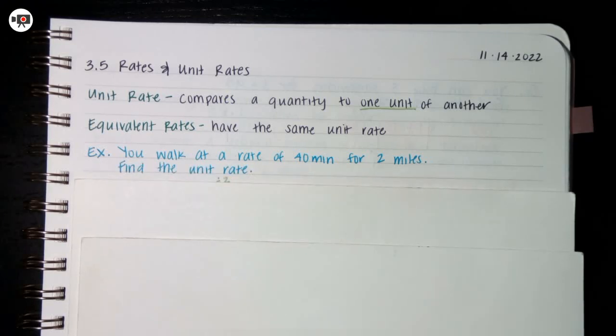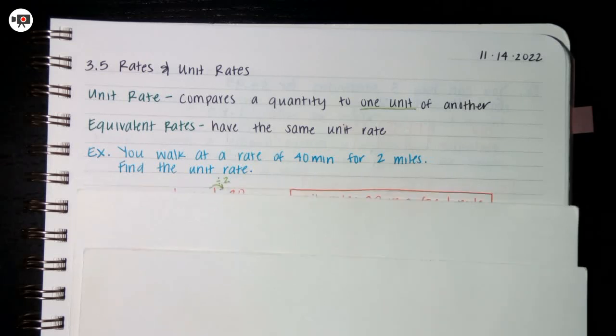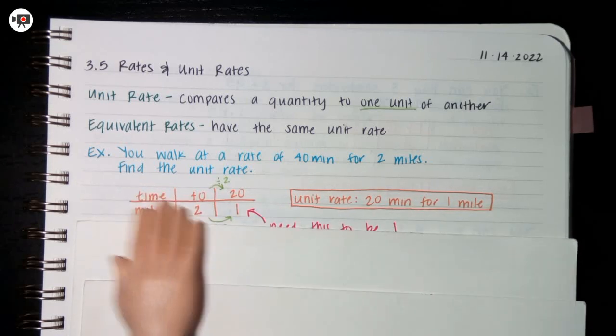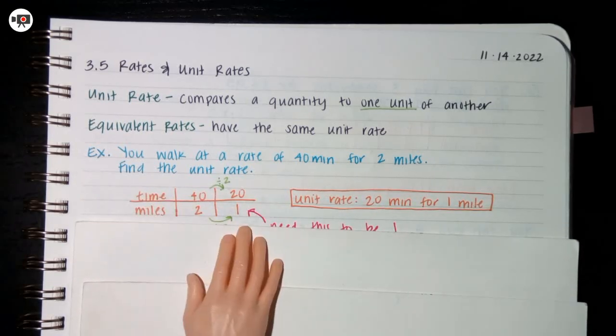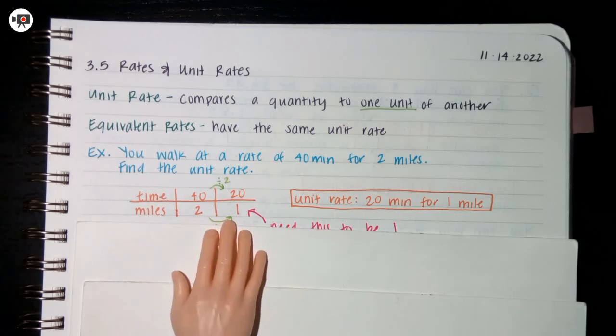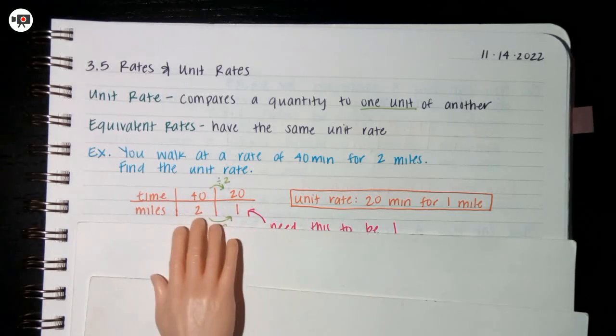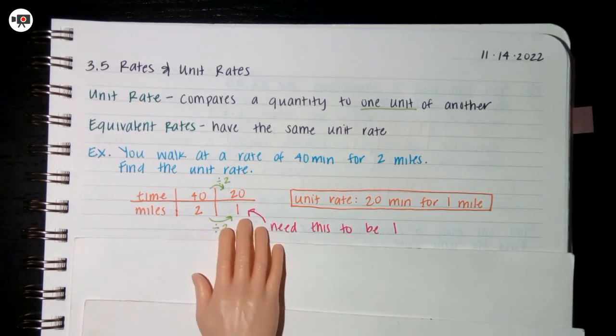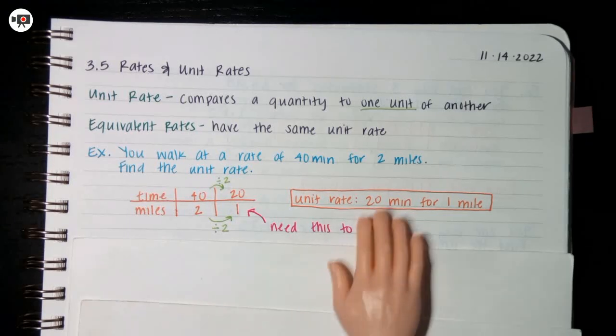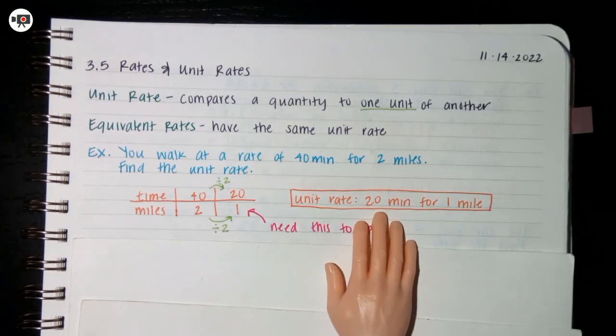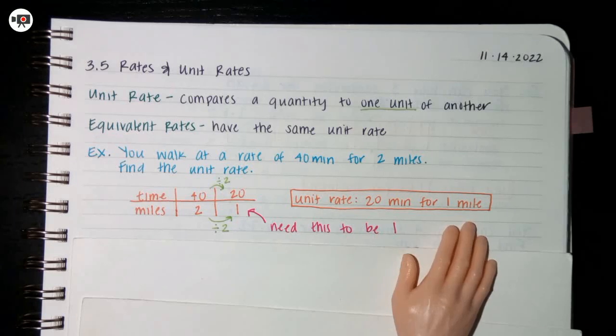Find the unit rate. So I could find how far do I go in 1 minute, or how long does it take me to go 1 mile. We usually say how long it takes us to go 1 mile. So I'm going to make a table that is time and miles, and I'm going to get the miles down to 1. So this unit rate, to go from 40 to 20, I divide by 2. So that means on this bottom layer, I also divide by 2. So that would be a rate of 20 minutes for 1 mile.